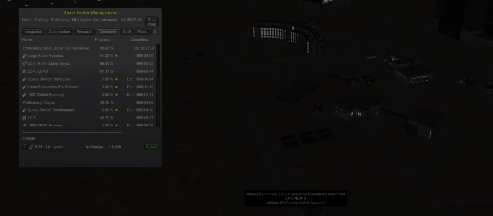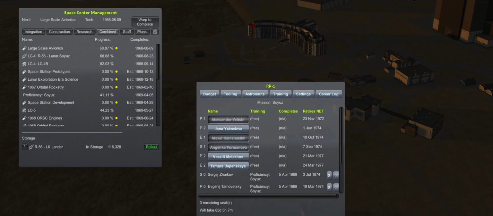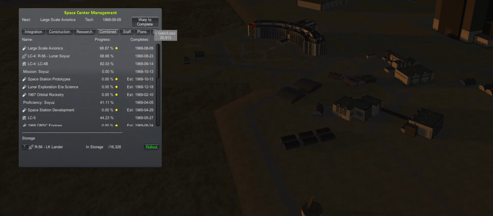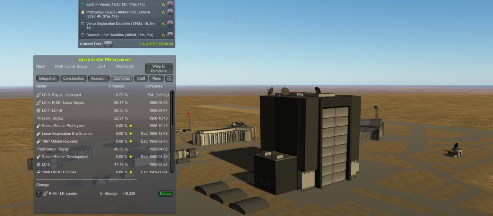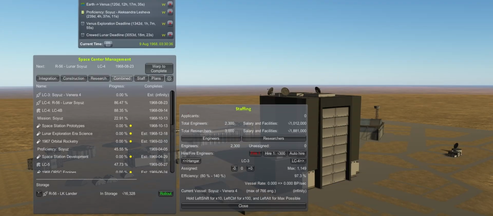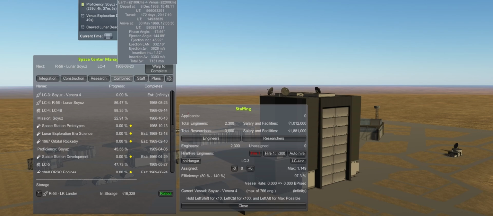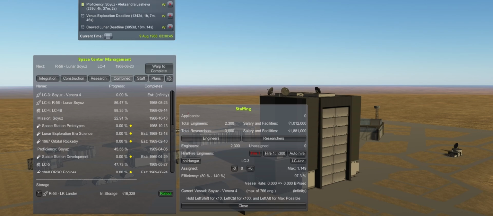Towards the end of July, the lander proficiency training is finally completed for the trio of cosmonauts. And then they immediately begin their Soyuz mission training. We pause again in August, as we are coming up to a Venus transfer window. With the Venusian program still active, we will take one final shot to complete a few more contracts and gather further science. 400 engineers are pulled from the R-56 complex to staff for the Soyuz integration. Then immediately after, 100 new engineers are hired to get the R-56 complex back up to 2,000 staff.